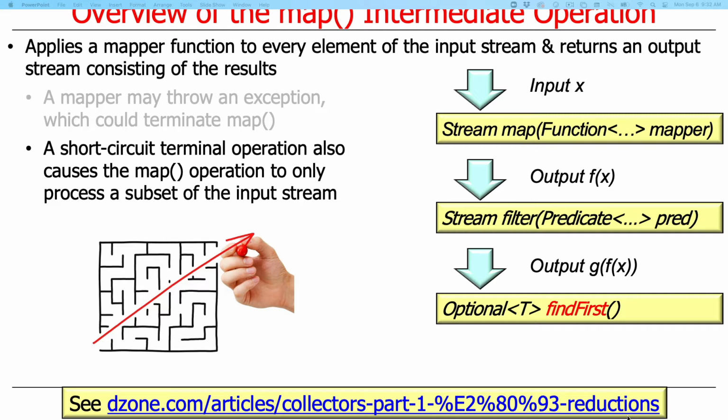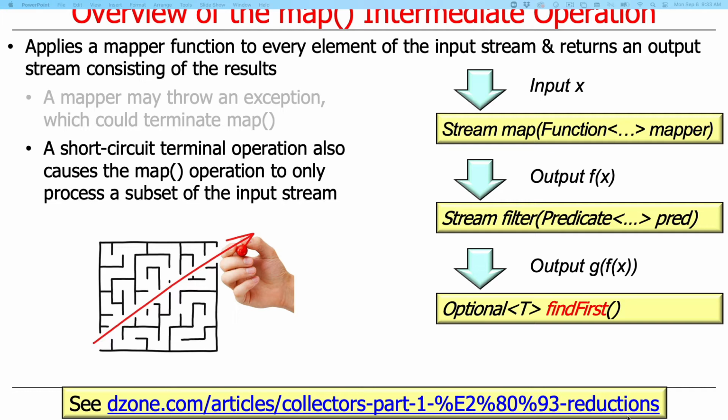You can also have a situation where a short circuit terminal operation will cause the map operation to only process a subset of the input stream. So for example, let's say you had an input stream of 5,000 integers, and you were doing map, which was going to, I don't know, check to see whether or not those were prime numbers or whatever. Normally, for every input integer, it would compute whether it was prime or not and produce an output. But if the terminal operation was find first, it would stop after it hit the first one. So just making you aware that the terminal operation can also influence the way in which the intermediate operations are processed.